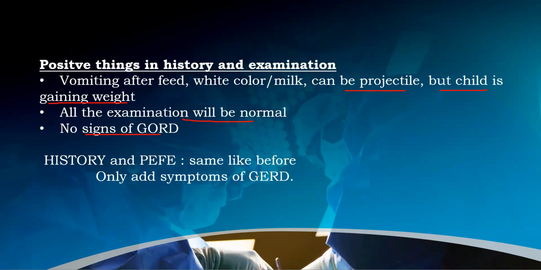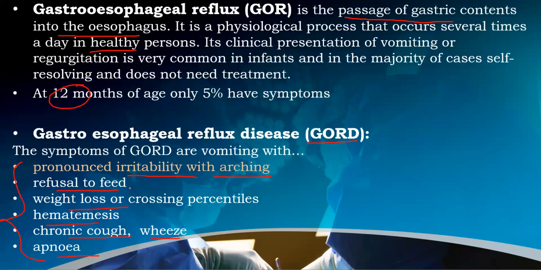History will be totally the same as how we are doing. PEFE will be the same also. The only thing you will add in the history is that you will ask about some of the symptoms of gastroesophageal reflux disease, which means you will ask the parents, have you noticed any arcing of the back? When you ask about the well baby question, you will find out whether the child is feeding well or not. Also, when you ask about growth and development, you will find out about weight loss. When you ask about vomiting, you also ask, is there any blood in the vomiting? So you are ruling out hematemesis. You can ask these two questions.